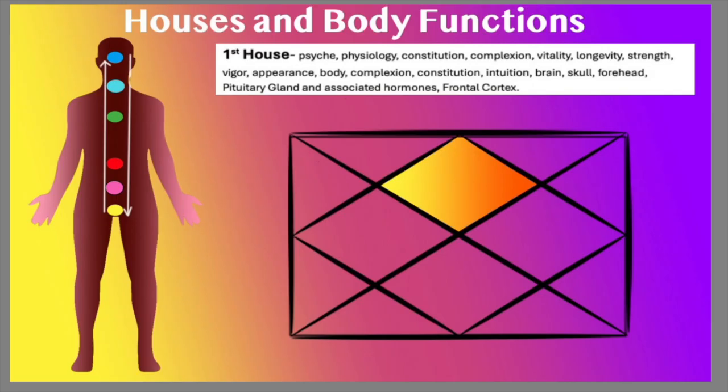Now let's analyze the houses of the Vedic astrology chart. There you have the blank chart. It applies to all ascendants. Let's analyze how these houses play out in relation to your bodily functions, the attributes which it is responsible for, so far as functions are concerned.